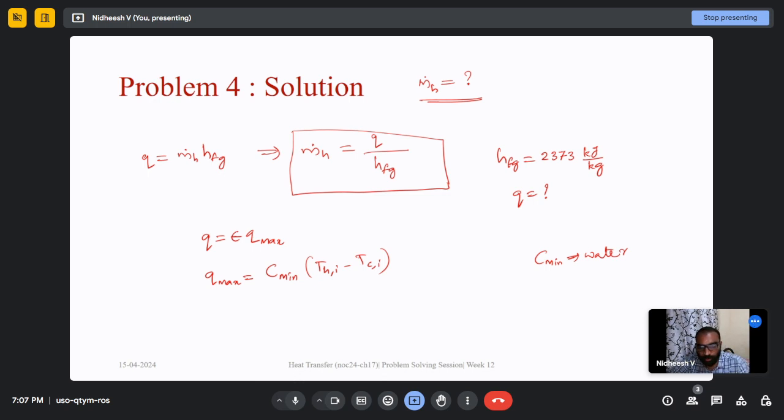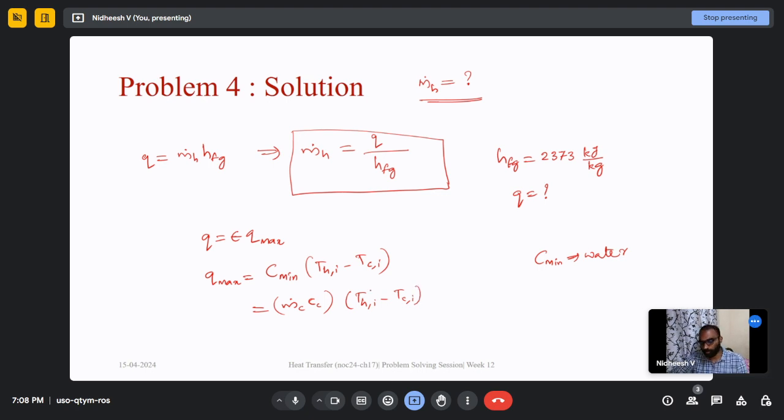Okay, so C min is associated with water, so we can rewrite C min as mass flow rate of water into C of water. Here instead of water I am writing cold fluid, into temperature of hot inlet minus temperature of cold inlet.